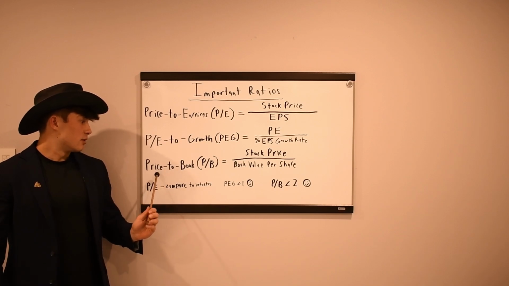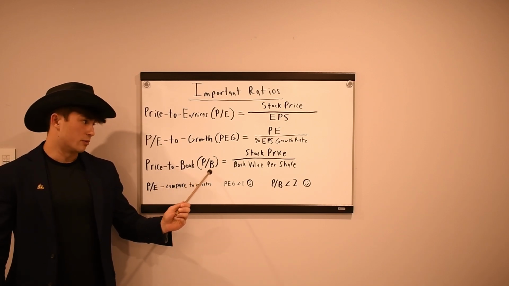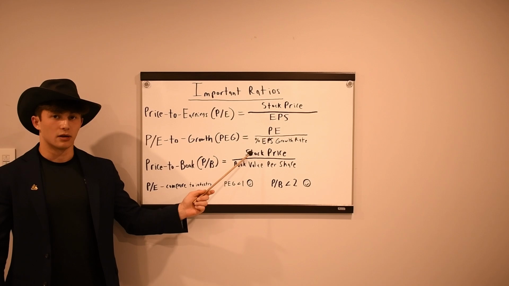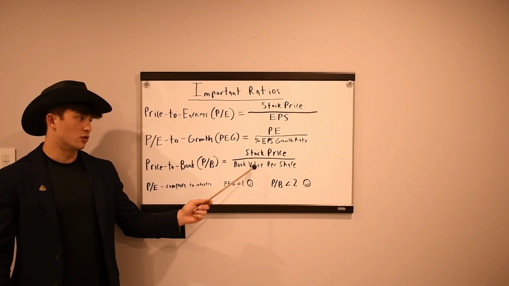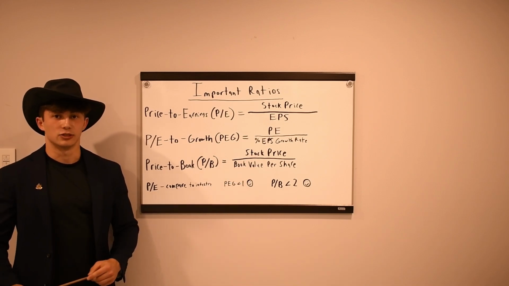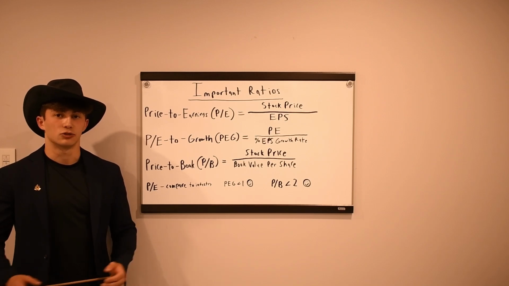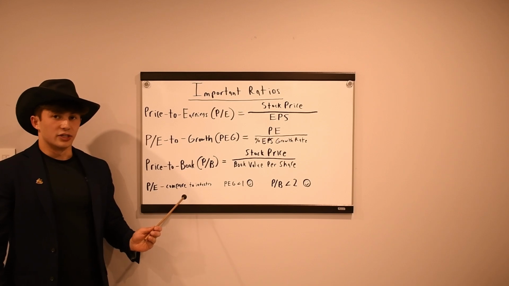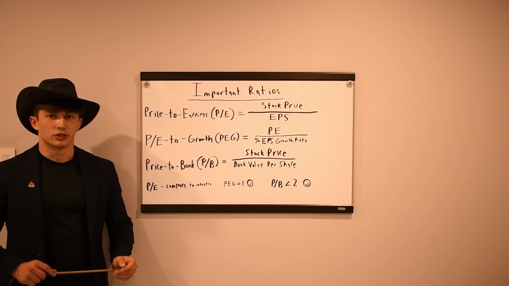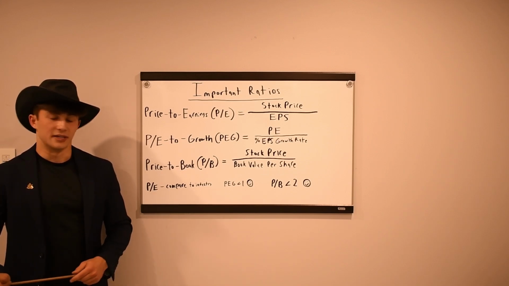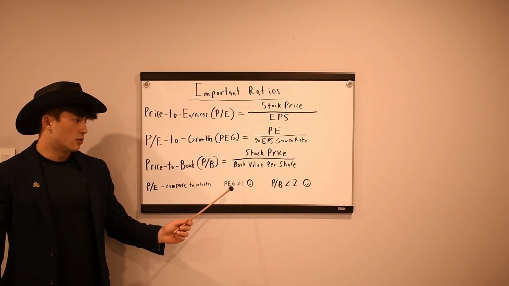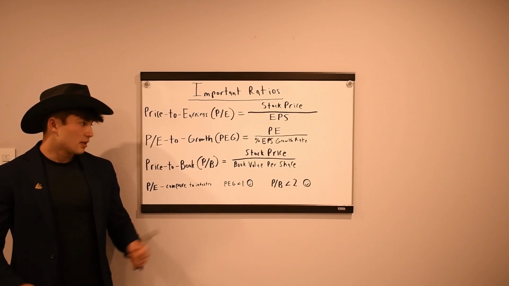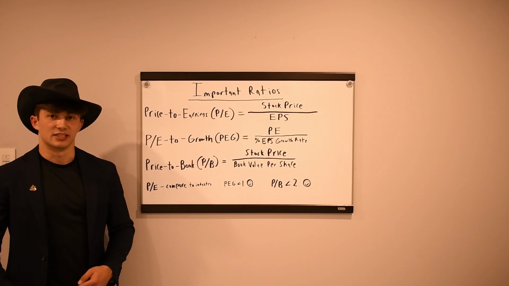And lastly, we have the price to book ratio, or the PB ratio, which is the stock price of the company divided by the company's book value per share. Book value is just calculated by total assets minus total liabilities. So, an ideal PE ratio is simply less than the average of the industry that the company is in. The PEG ratio ideally should be less than 1, and the PB ratio ideally should be less than 2.